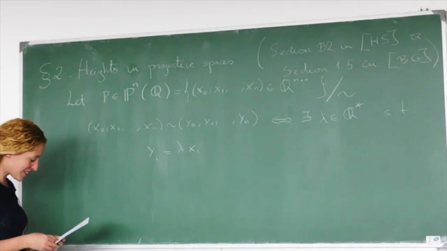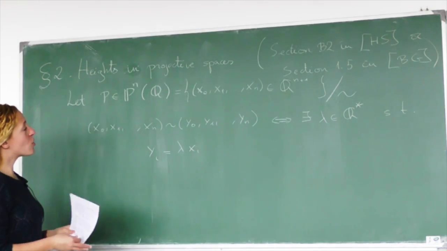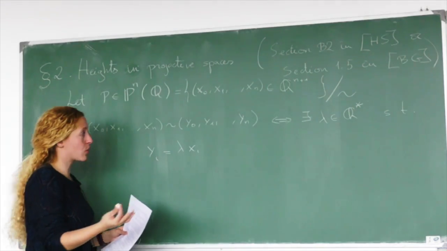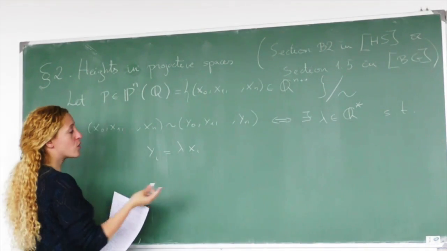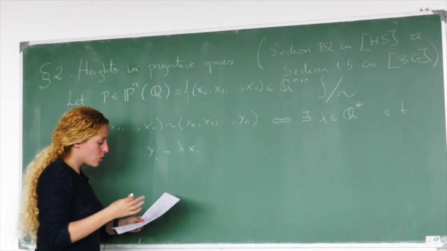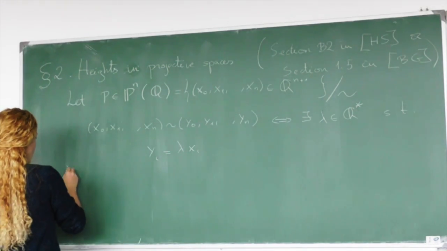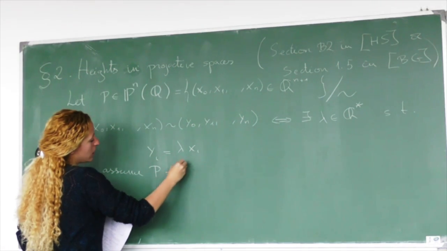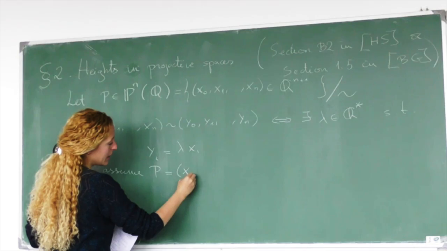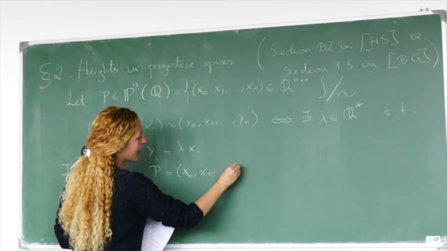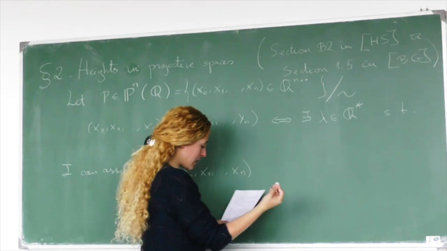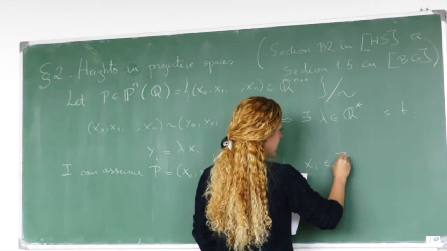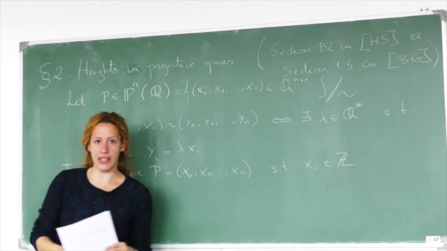Okay, so let's start by taking a point like this in here. Basically, because the points in here are defined up to proportion on their coordinates, these 2 points are equivalent, so I can really take any lambda. So I can assume that P, a point in here, is given by some coordinates like this, in such a way that the coordinates are actually integers and not only rational numbers, right?